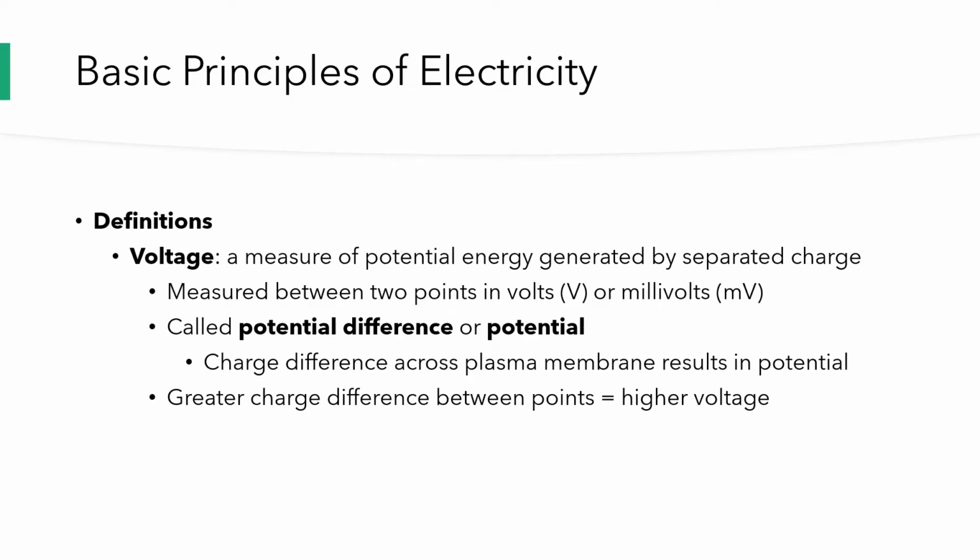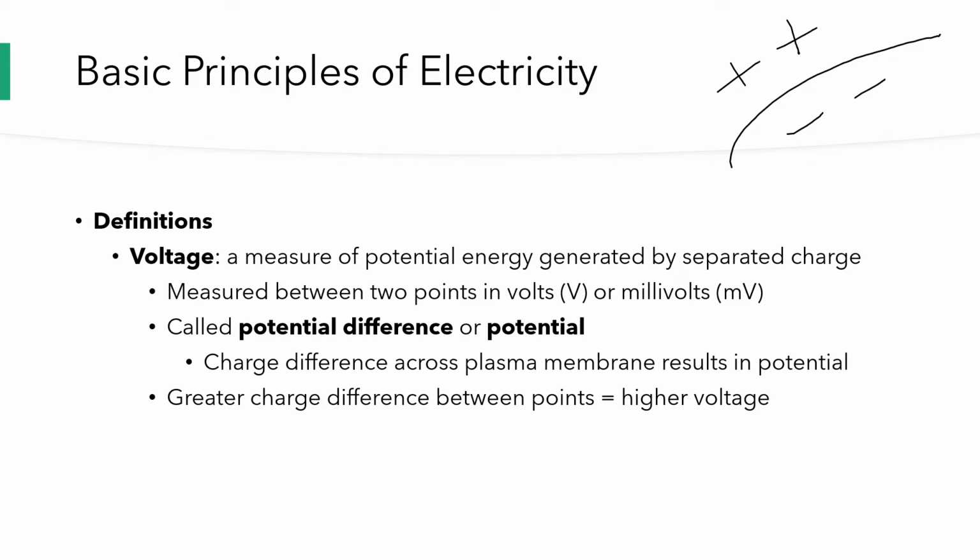Now, when we look at our cells and we have this difference in the charge, we are going to start talking about voltages. Voltages are a measure of potential energy generated by separated charge. Okay, so on a membrane, if we have positive charge on the outside and negative charge on the inside, this causes a separation in charge, which can be measured in voltage. Now, you measure voltage in volts or millivolts. Usually millivolts is what we'll be talking about.